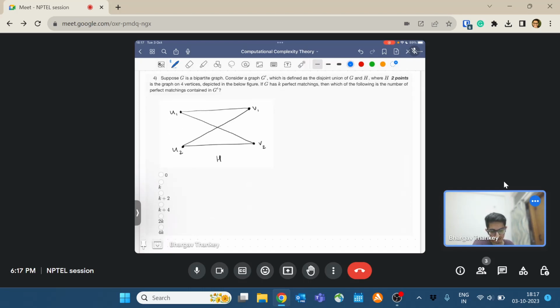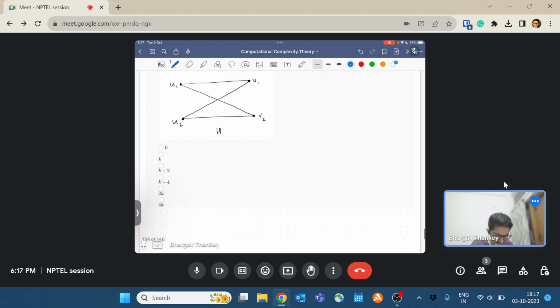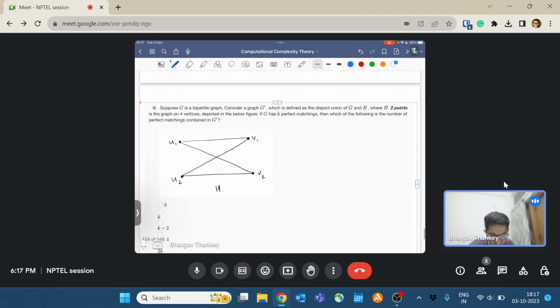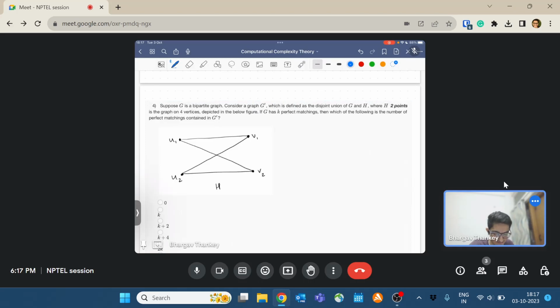The next problem is: suppose G is a bipartite graph. Consider a graph G prime, which is defined as the disjoint union of G and H, where H is the graph on four vertices depicted in the below figure. If G has K perfect matchings, then which of the following is the number of perfect matchings in G prime? The options are 0, K, K plus 2, K plus 4, 2K, and 4K. Yeah, so this needs to be worked out. So I won't ask you what the answer is, but if you want to guess, you can.